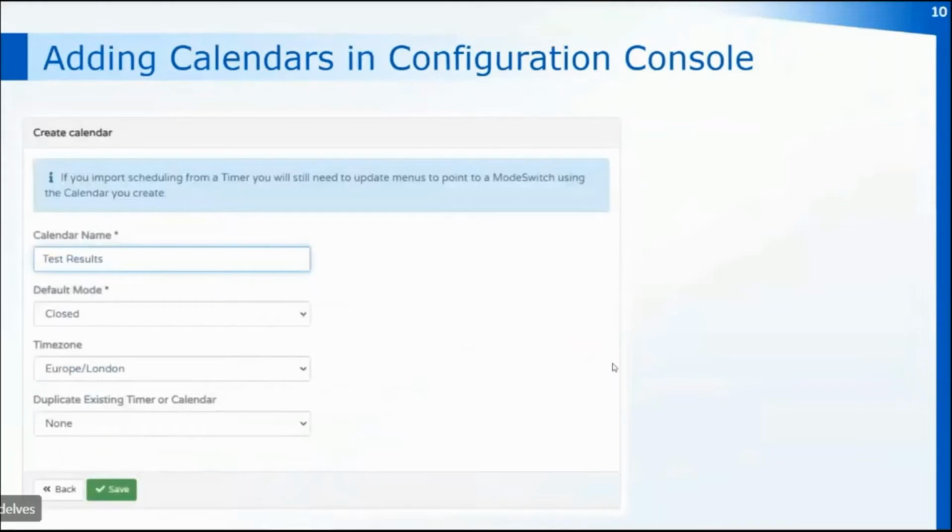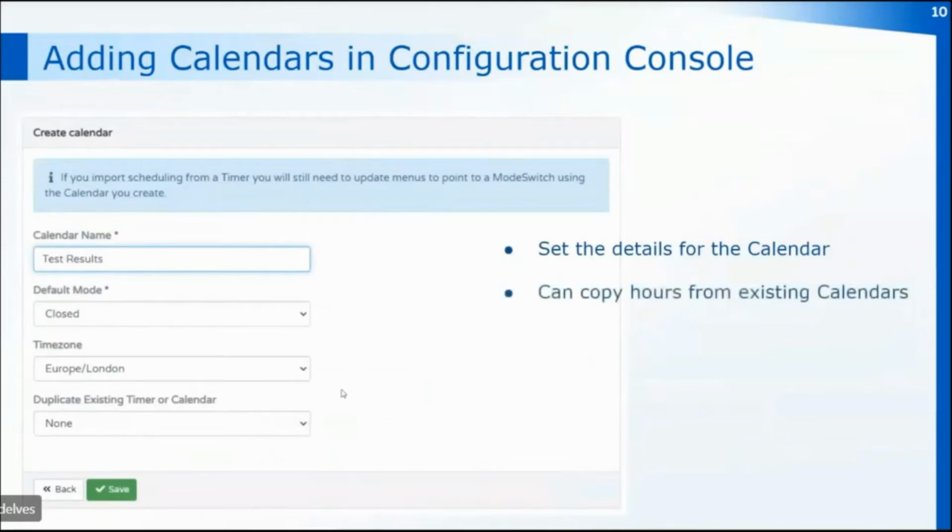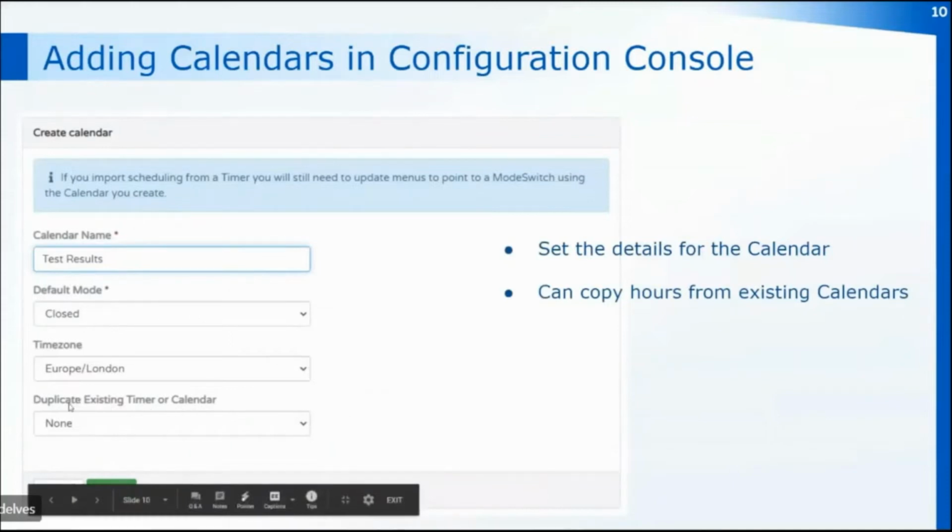If I click on the Create Calendar, that will then take me through to a box where I can set the details for the calendar. So I can give that calendar a name. I would set the default mode as closed, and then we can add in your opening times as events on the calendar. You can also copy existing hours from existing calendars. So if this at the moment has the same opening times as another calendar, you could copy those opening times over.